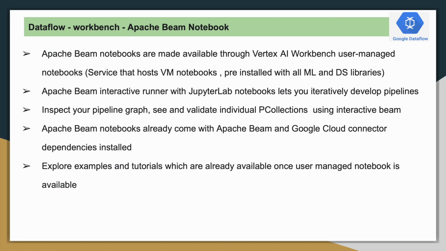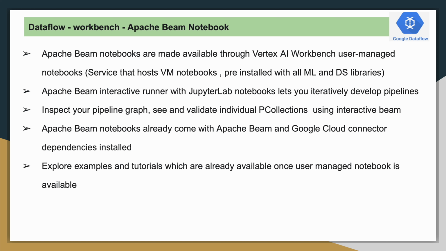In traditional or conventional methods, to develop an Apache Beam pipeline, you would either use Cloud Shell for development or third-party editors like PyCharm. In such cases, you have to explicitly install all the dependencies and Google Cloud connectors. But with Apache Beam notebooks, you don't have to do that. It already comes with all these dependencies pre-installed.